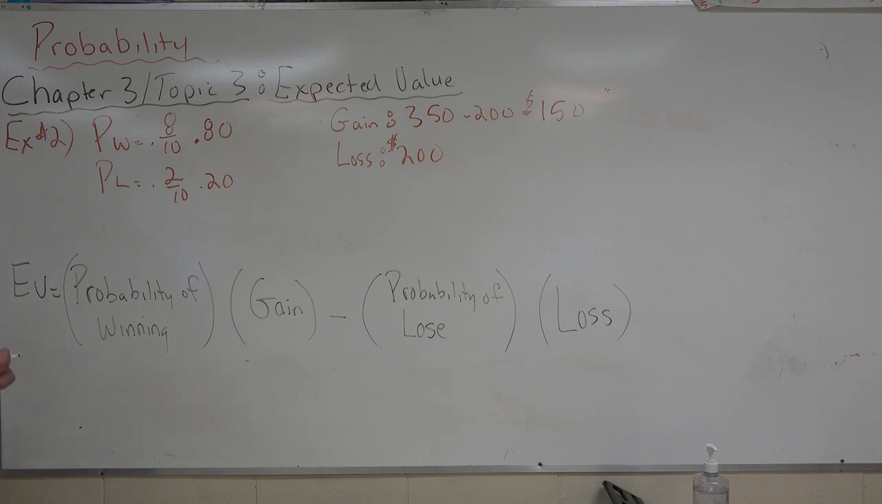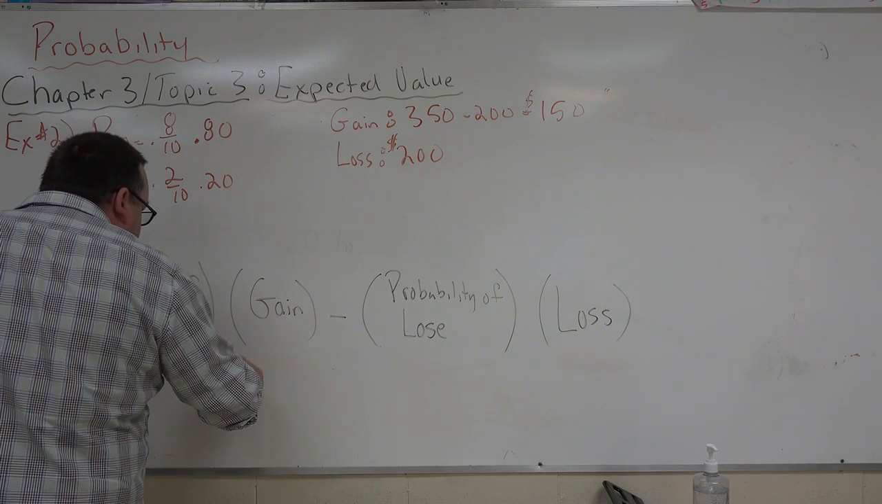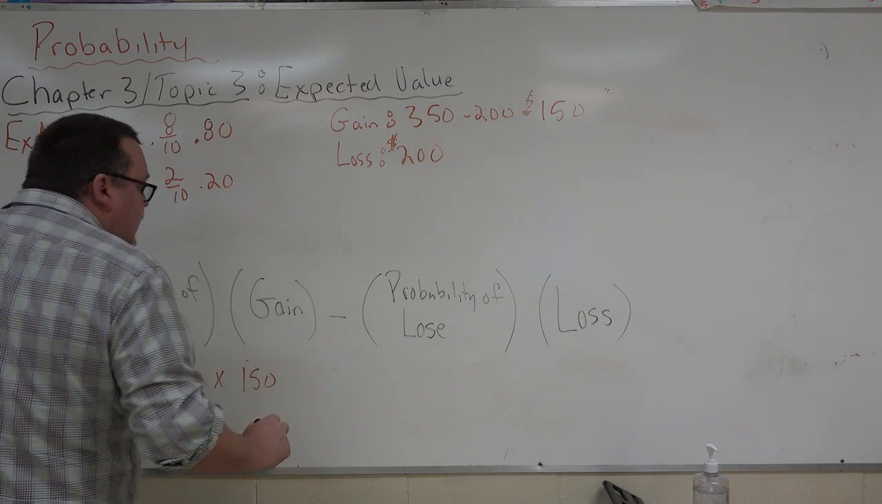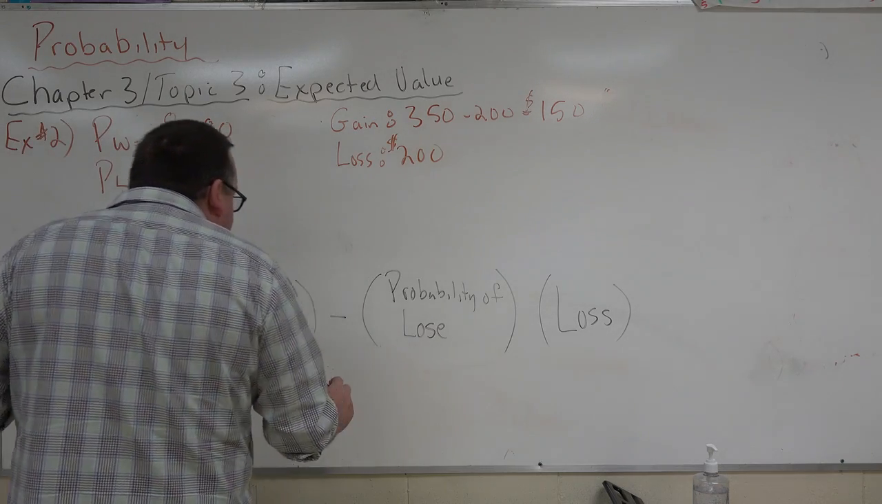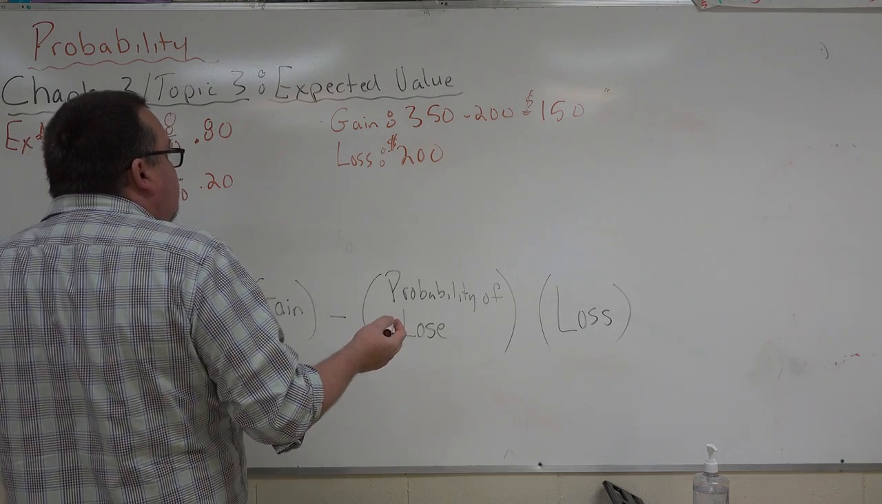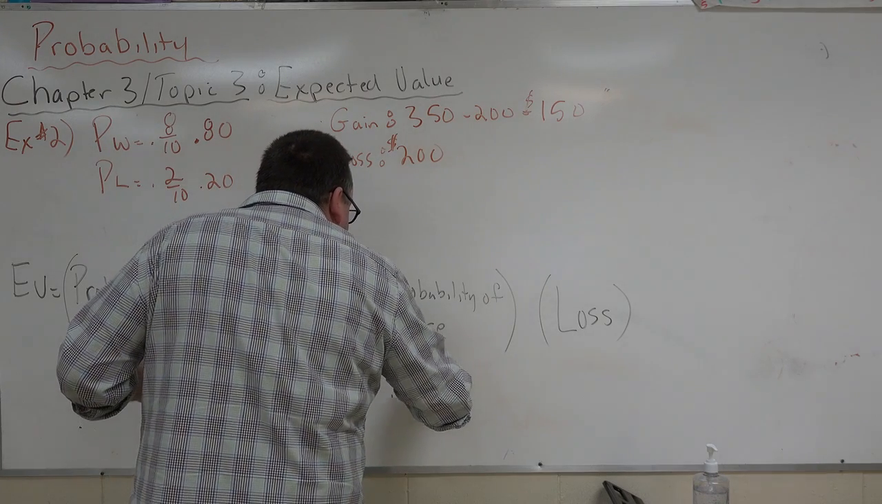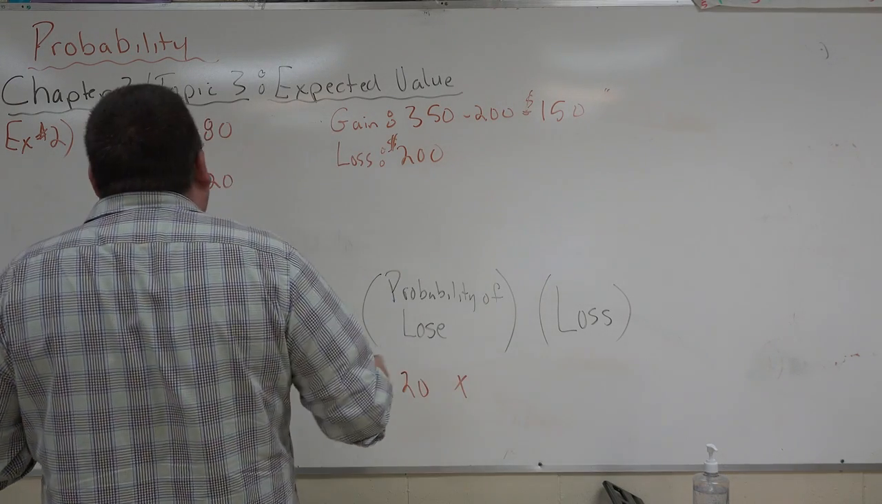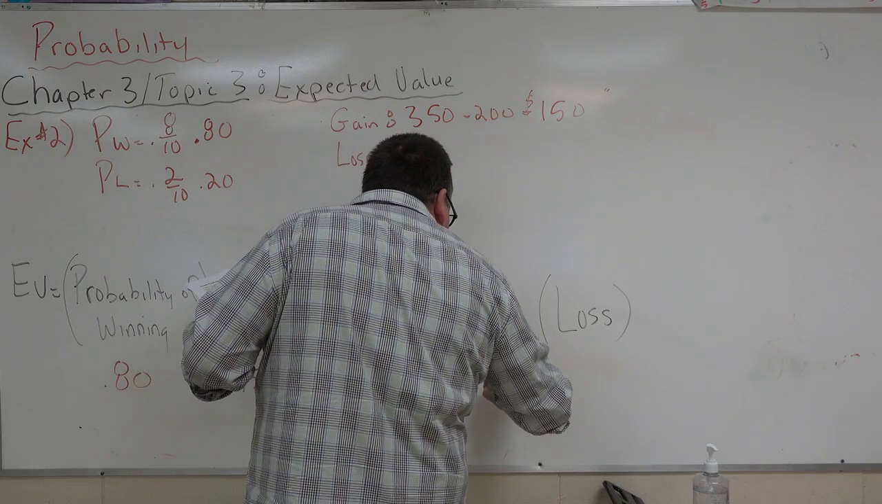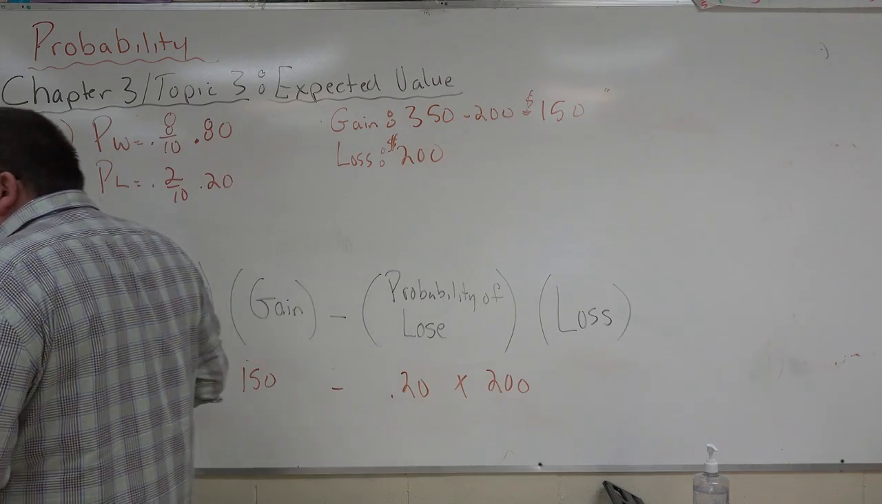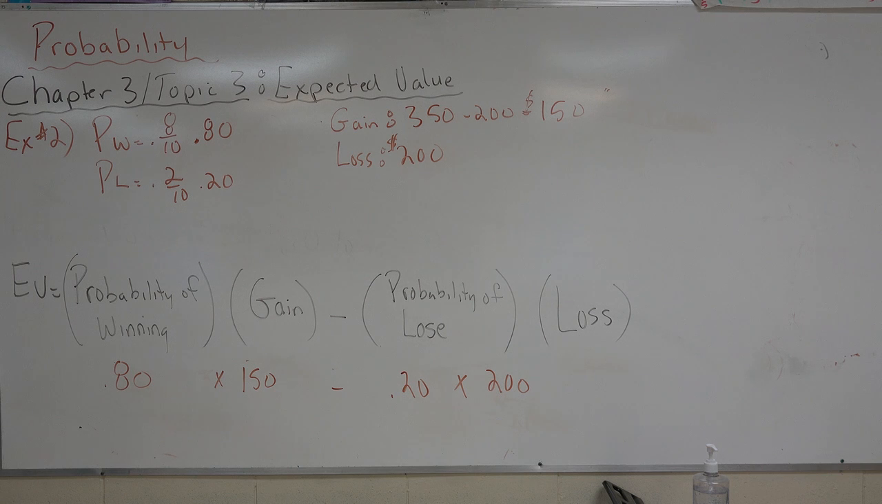The probability of winning is 0.80. The gain is going to be $150. Eventually we're going to do the math to that and subtract it from the probability of what you're going to lose. Well, it's a 20% chance, or 0.20, and that's going to get multiplied to your loss of $200. So what we're going to do there, again, I'm going to do the calculations with you.